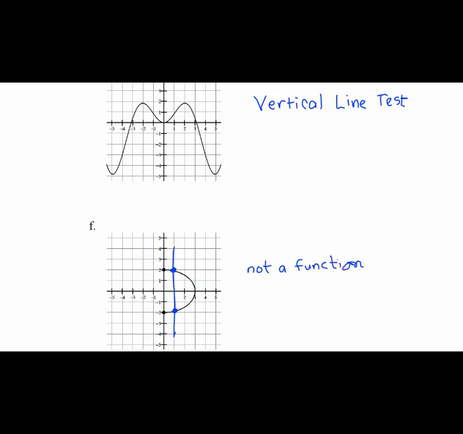If, on the other hand, it is not possible for me to draw such a line, or if every possible place that I could draw a vertical line intersects the graph only once, then that tells me that the graph does represent a function. So this here, this E, would be yes for this reason.